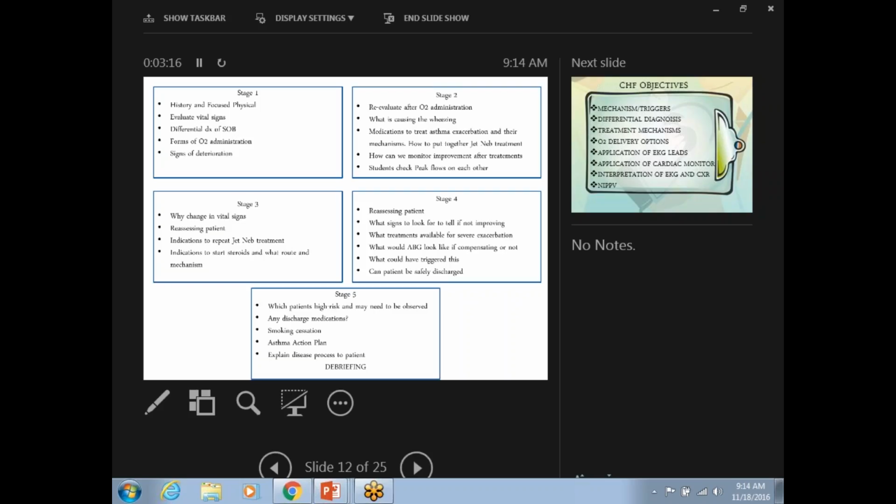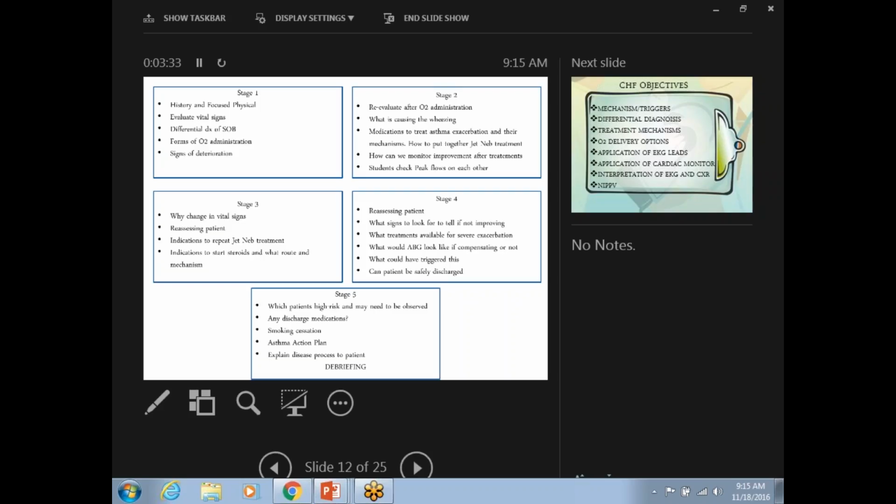Now, what should we look for? We did all these treatments. What should we look for if they're not improving? What treatments are available if they're not improving and they're getting worse? So is there epinephrine we could use? Magnesium could be used. BiPAP can be used.